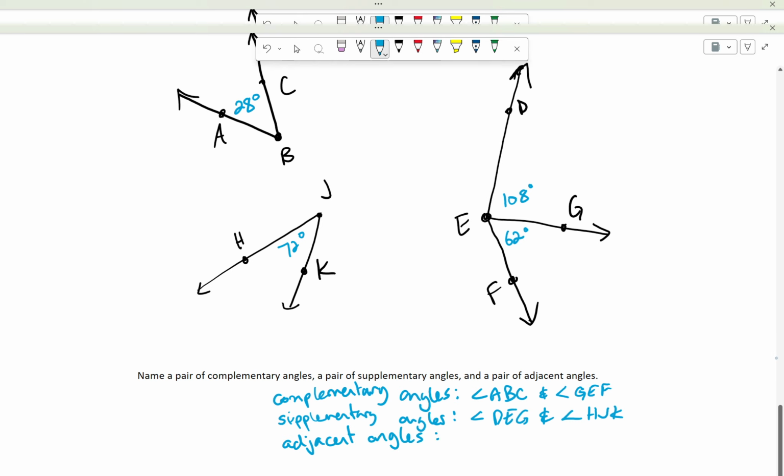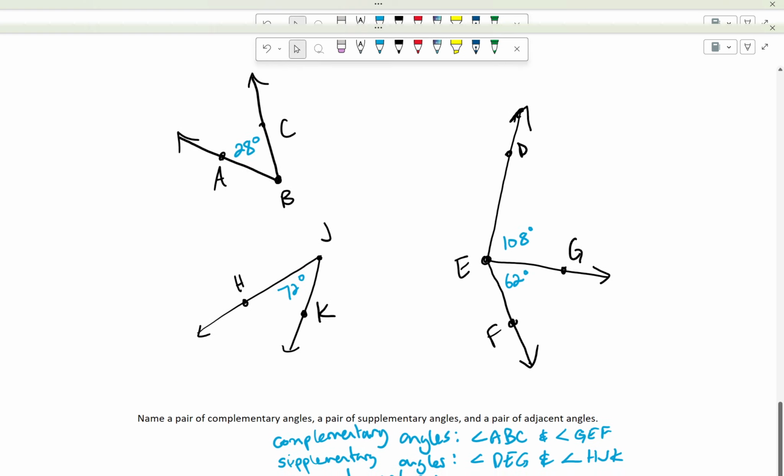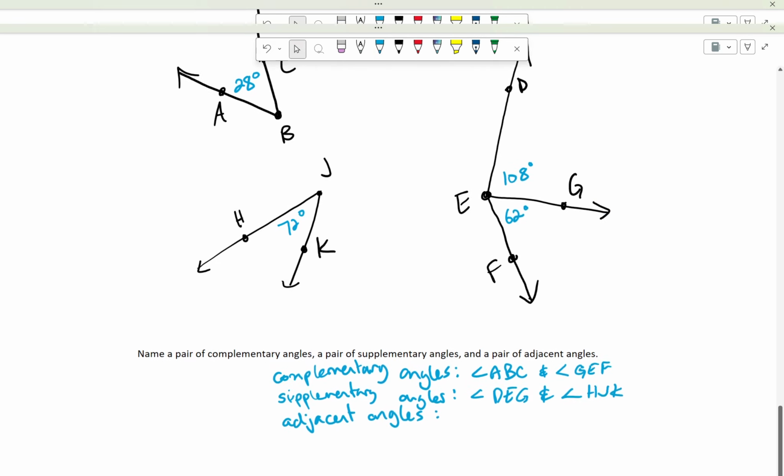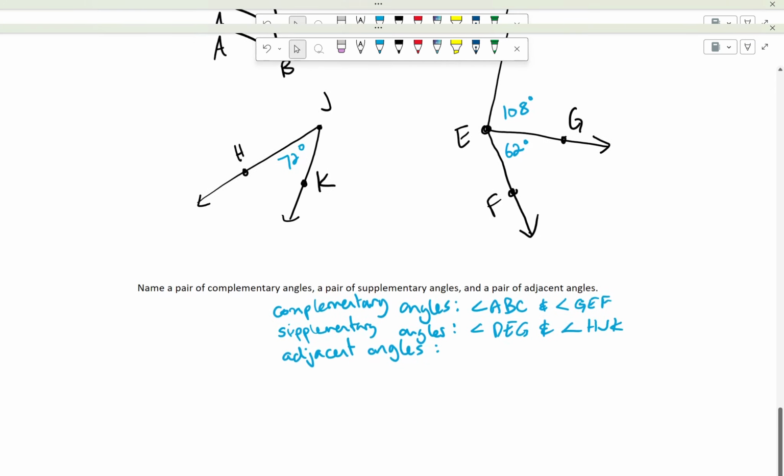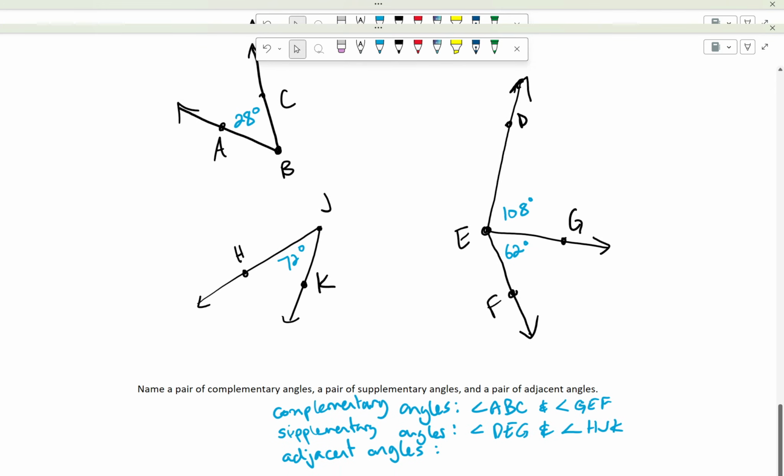Which two are neighbors? Which ones share a side? Well, ABC and HJK, they don't share a side with anything. Where we have is the side EG, right? That DEF has interior. So DEG and GEF share EG. So therefore, those are my adjacent angles. They are neighbors sharing a side. Okay. Continuing on.